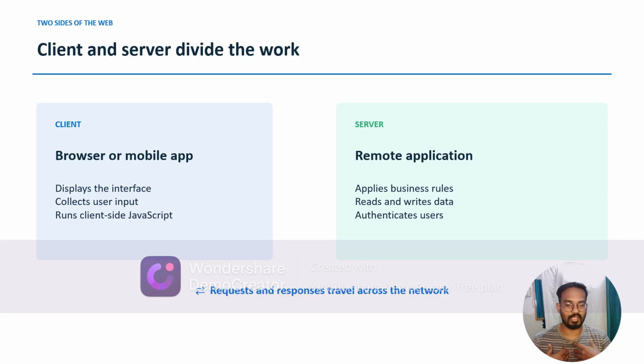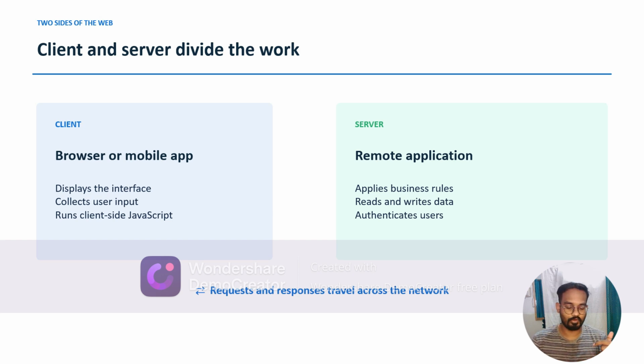So basically, if I say I'm a client, then from the computer's perspective, it won't see you as a person. It will see you as a web browser browsing the internet. The browser displays the interface, collects user input when we type on the keyboard, and executes client side code.